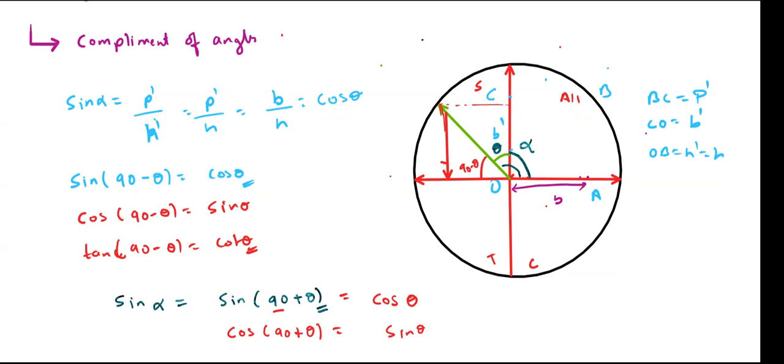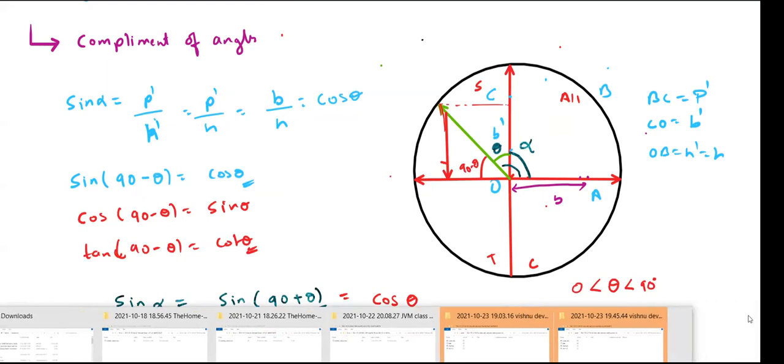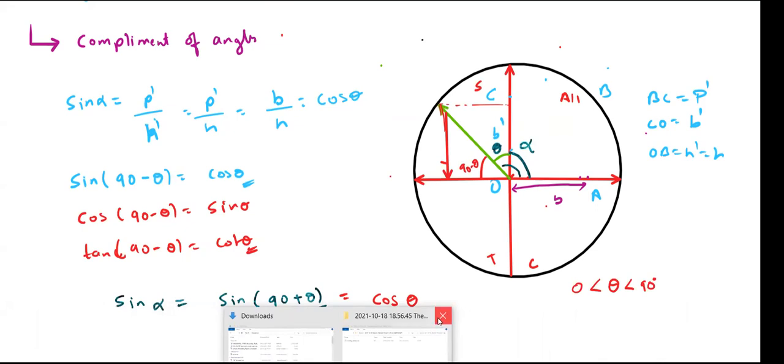Negative, right? It is negative. But sine theta is positive because the value of theta is between 0 to 90. So this is positive or negative? The value of this is negative.